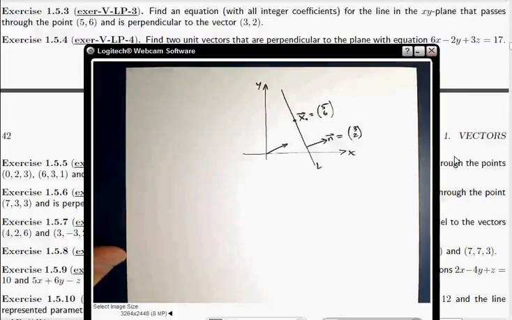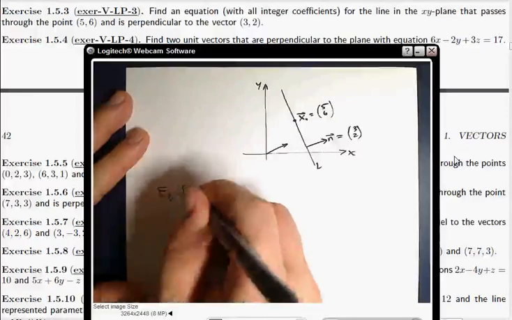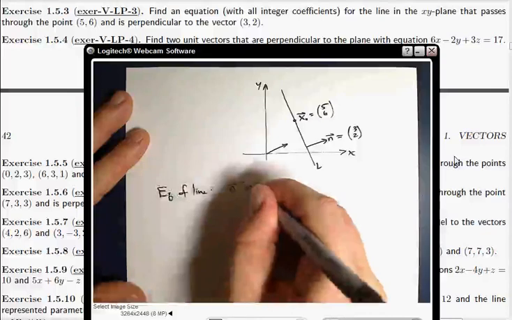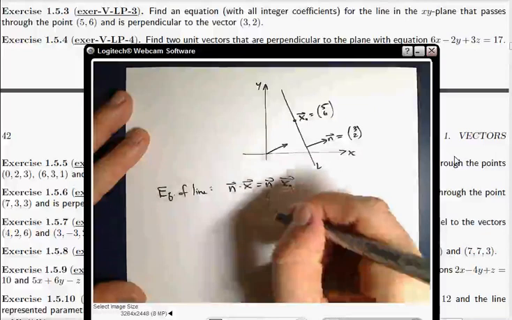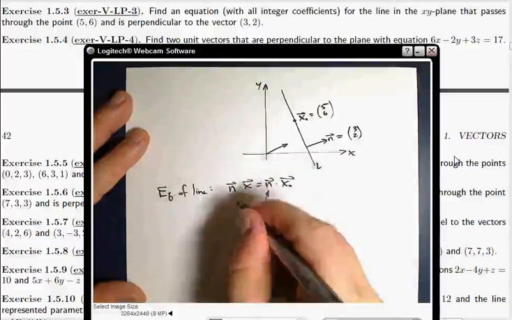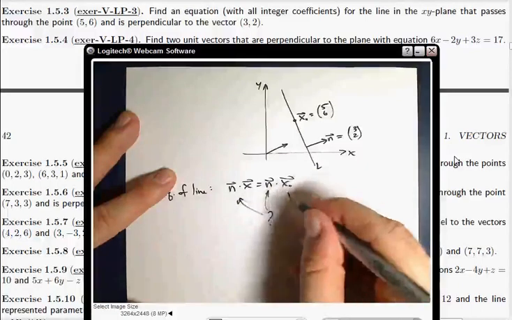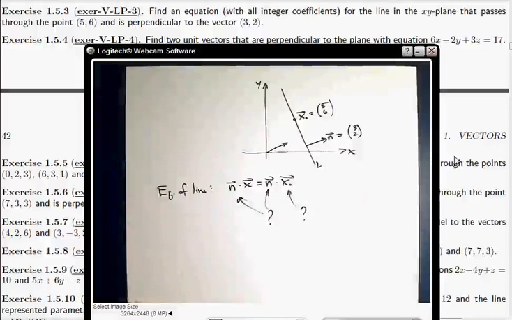All right, so how do we find the equation of the line? Well, beautifully, it's always going to be the same: n dot x equals n dot x naught. The only challenge is to figure out what's that normal vector and what's the x naught. And in this problem, these are actually given.